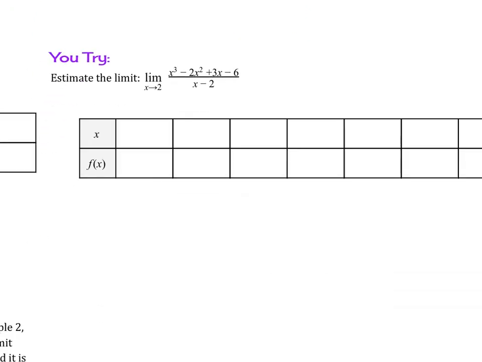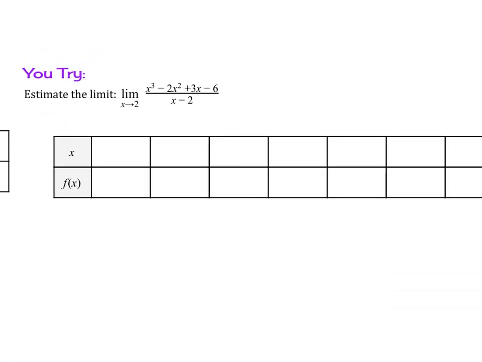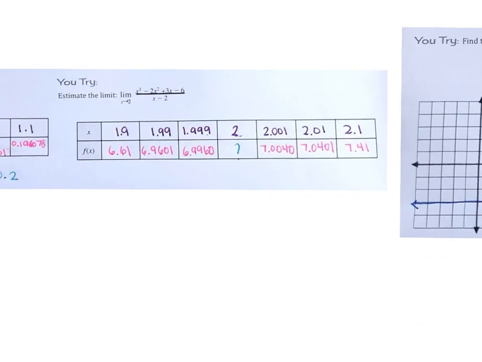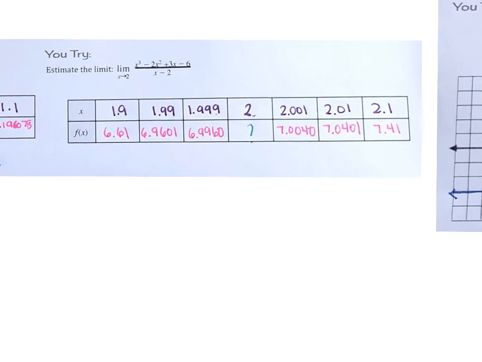So try this example here. Estimate the limit as x approaches 2 of x cubed minus 2x squared plus 3x minus 6 using the table. Trying this out, you would get 6.6 if you plugged in 1.9, then 1.99, 1.999, and to the right 2.001, 2.01, and 2.1. You would find that this limit approaches 7.